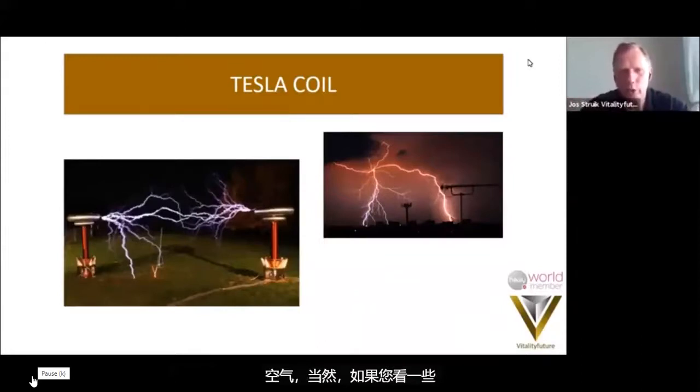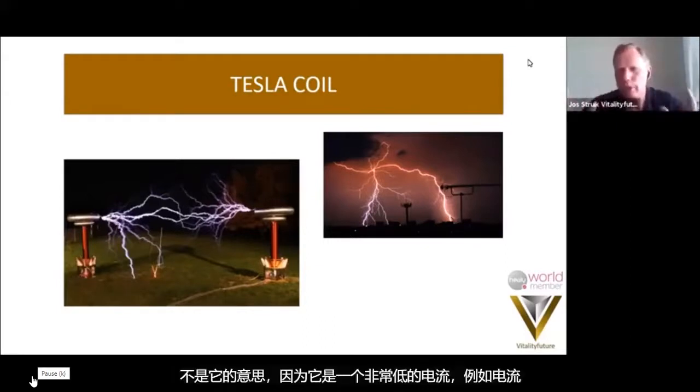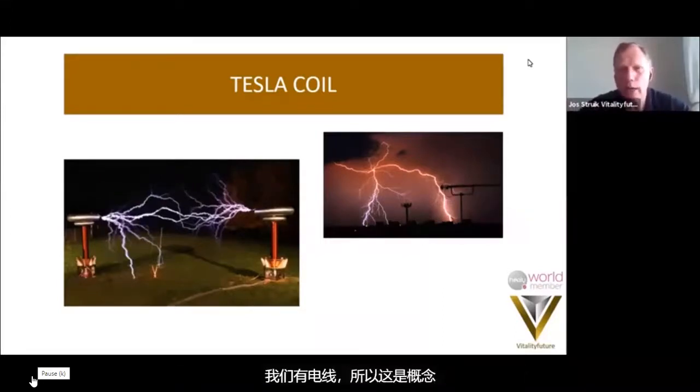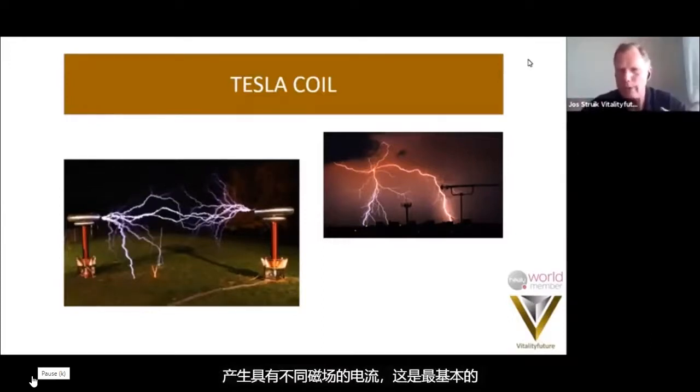Of course, if you look at some of the horror movies like Frankenstein in the past, this would be a way to electrocute people or to create strange things. But that's not what it is about, because it's a very low level current, like the current we have in our wires. So this is the concept behind the Tesla coil, the fact that you can create a current with different magnetic fields. That's the basic idea about it.